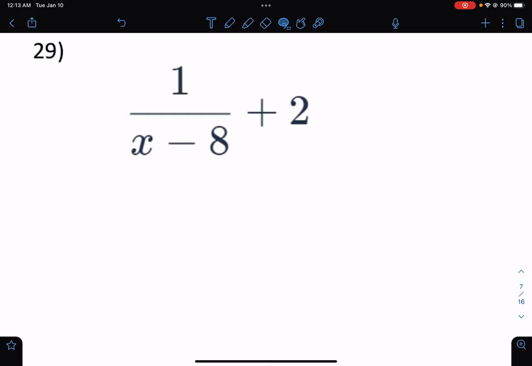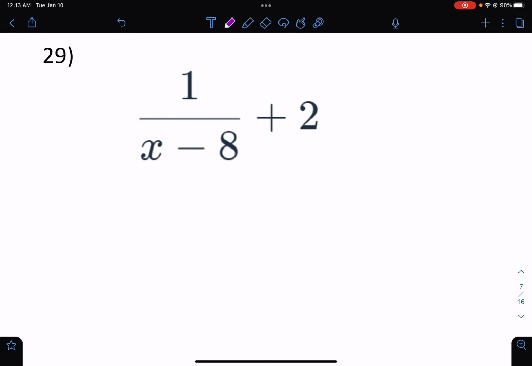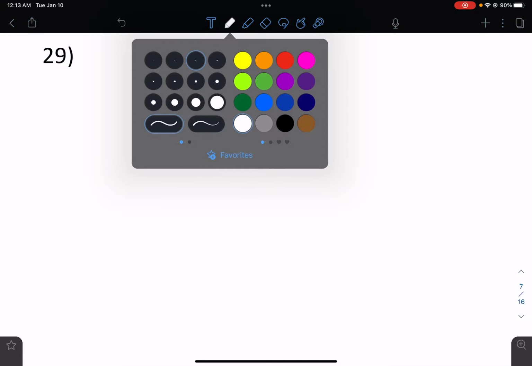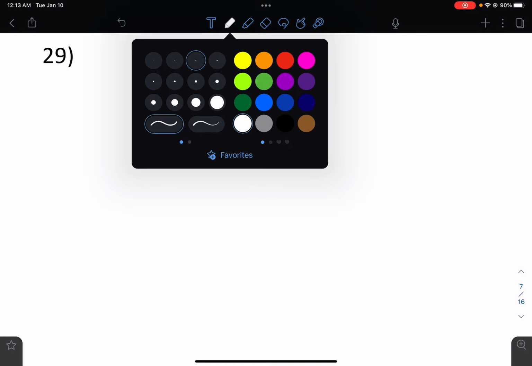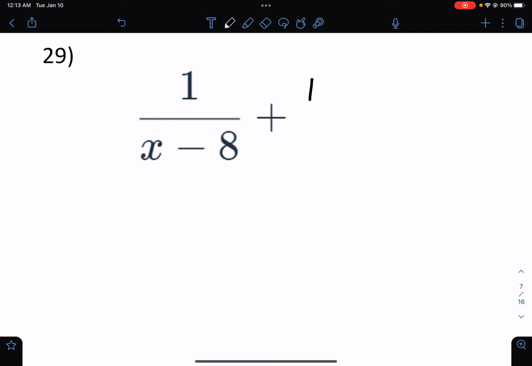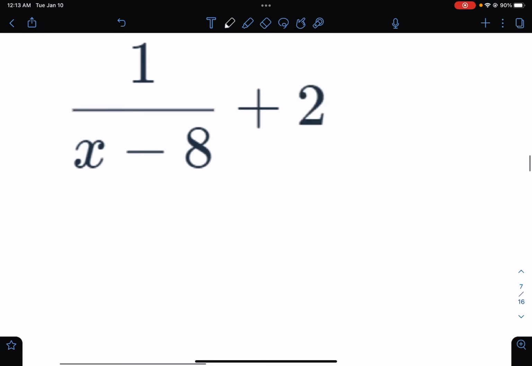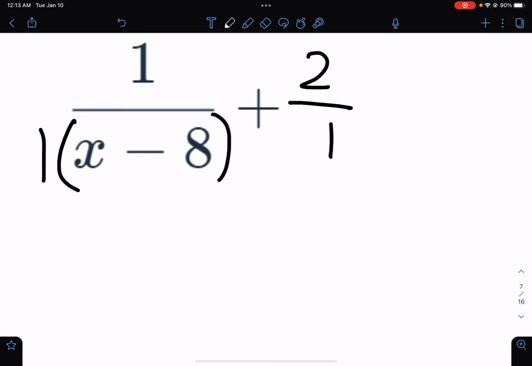All right. So for example, if we look here, our first fraction is 1 over x minus 8, and then we've got a plus 2. Now, you're probably like, well, plus 2 isn't a fraction, but you can turn anything into a fraction. 2 is the same as 2 over 1, right? Basically everything already has a 1 there. You could multiply anything by 1. It doesn't really do much. It's just a placeholder, really.